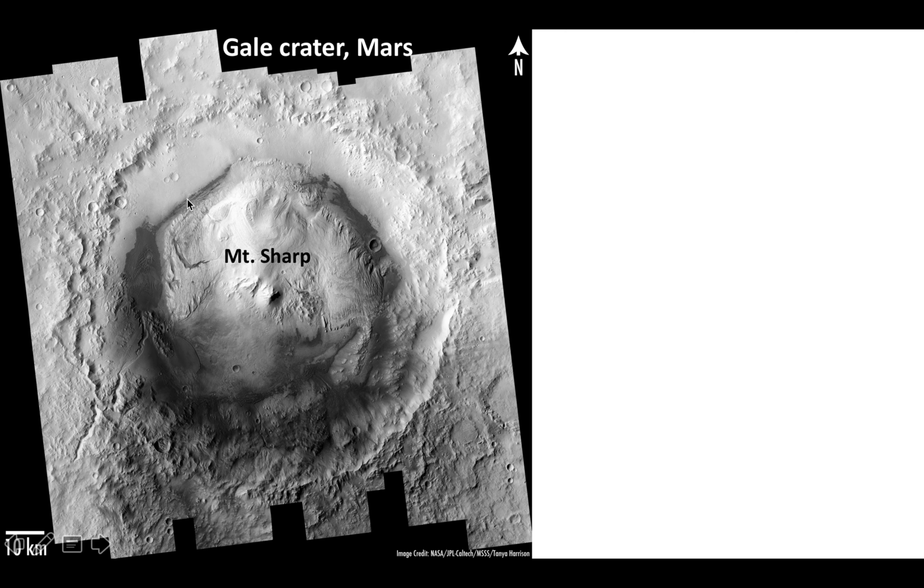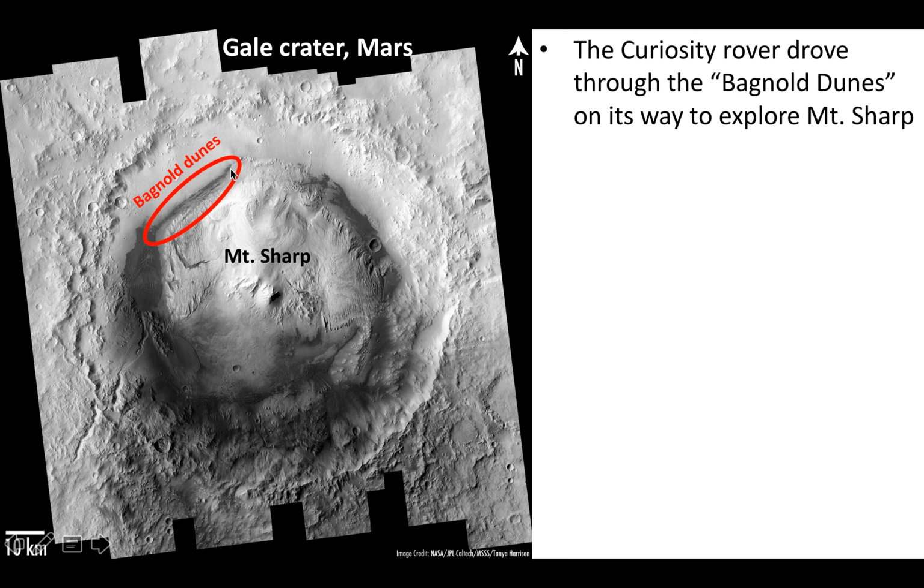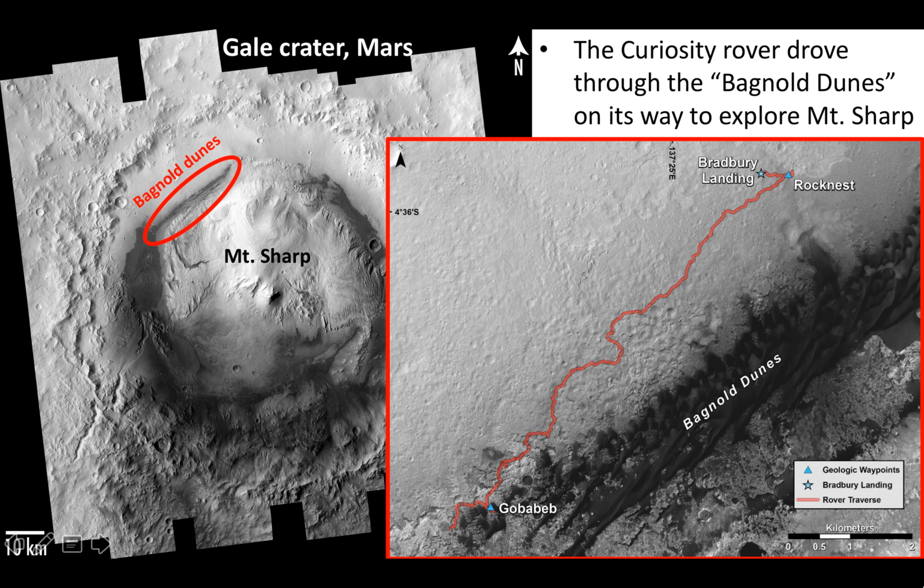And you can also see that in this dip in the trench of the crater, which is between the crater rim and this mountain, there are these darker features along here. And then there's a big lot here, and then there's some others over here and down here. And these dunes along here are the ones that have kind of been pushed in up against the mountain, and those are called the Bagnall Dunes. So the Curiosity rover drove through those dunes on its way to explore Mount Sharp.